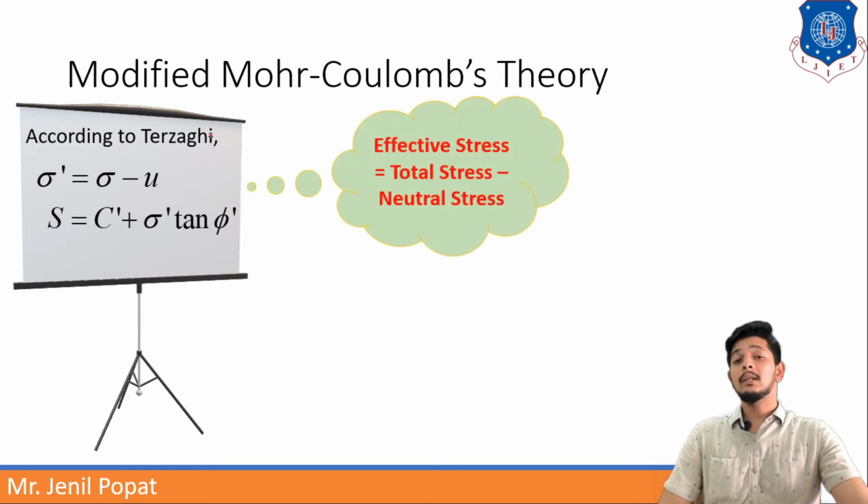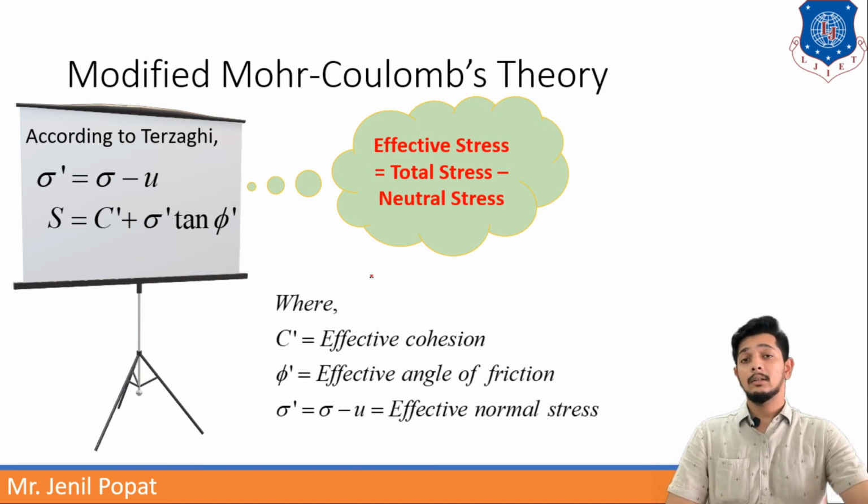If we remember that effective stress is equal to total stress minus neutral stress, and S can be written as modified by Terzaghi's theory, S is equal to C dash plus sigma dash tan phi dash. And here C dash means effective cohesion, phi dash is the effective angle of friction, and sigma dash is sigma minus u, which is normal stress minus neutral stress, the effective normal stress.